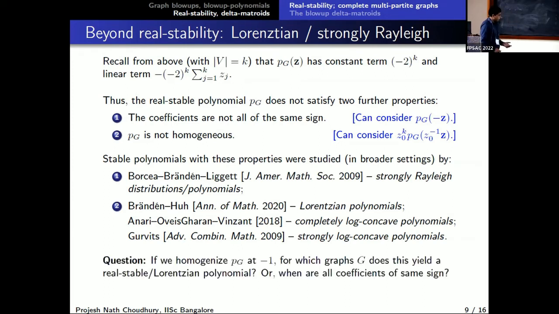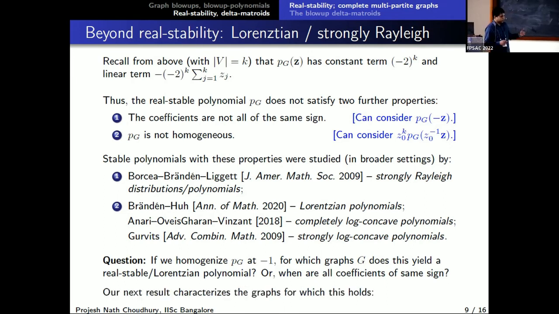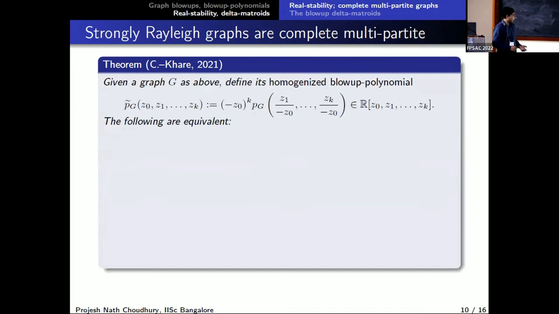Now the question is, if we homogenize PG at minus 1, for which graphs does this yield a polynomial in this class or this class? Our next result exactly characterizes this. And the answer is, interestingly, if and only if all the coefficients are of the same sign. So the answer to both of these questions is the same class of polynomials, and they arise from a very familiar class of graphs, that is, completely multipartite graphs.